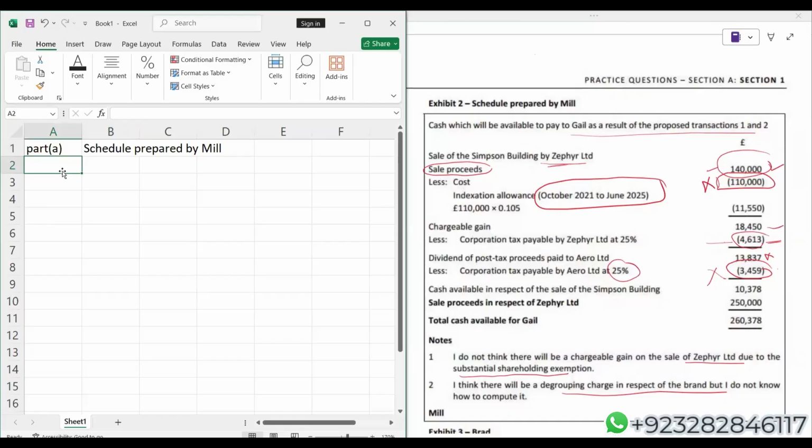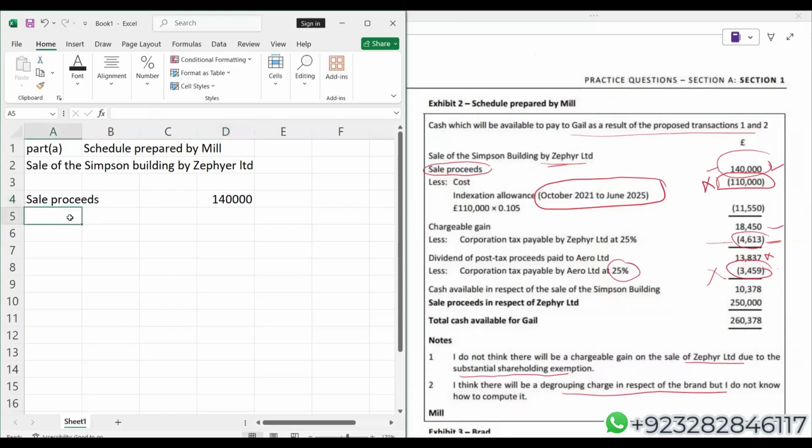And the heading will take: sale of Samson building by Zephyr Limited. Sale proceeds 1,40,000.